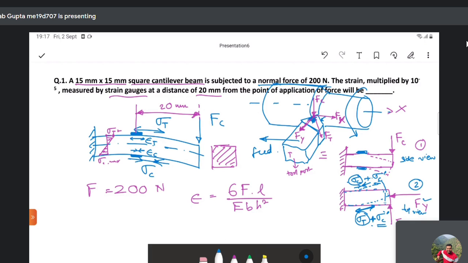If you are asked a problem where you are not asked to calculate the forces Fx, Fy, Fz, rather you are asked to measure the forces in the Fx, Fy, Fz directions, then this will be your ideal approach using the strain gauges. So coming back to this particular expression, where is it coming from?